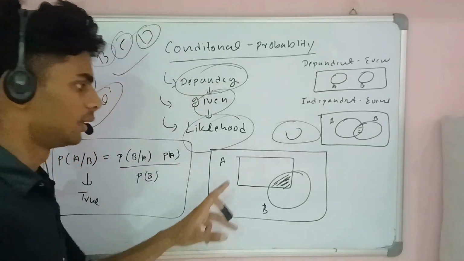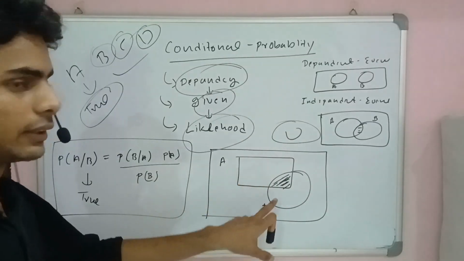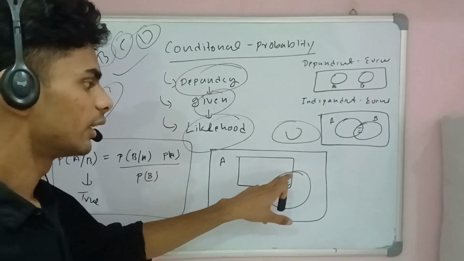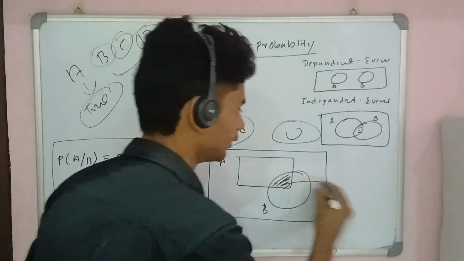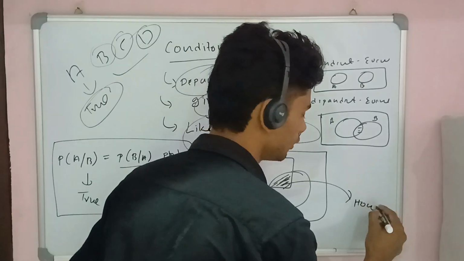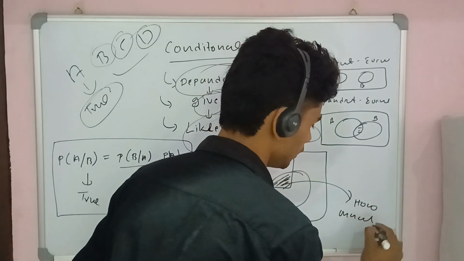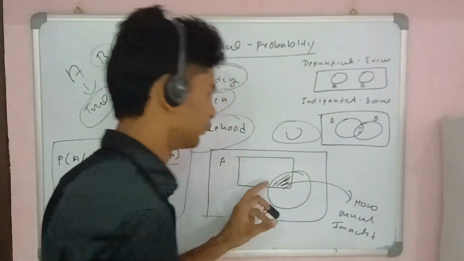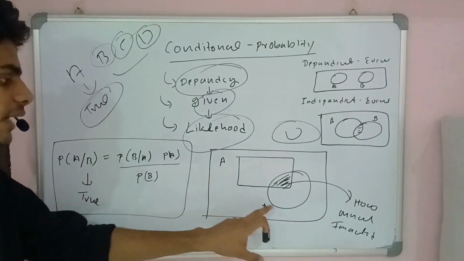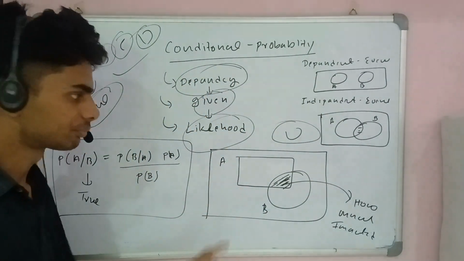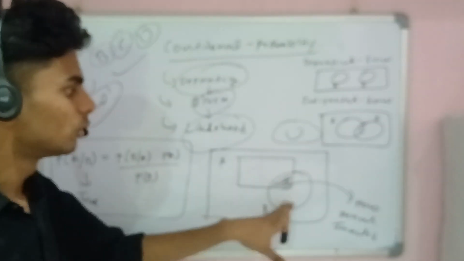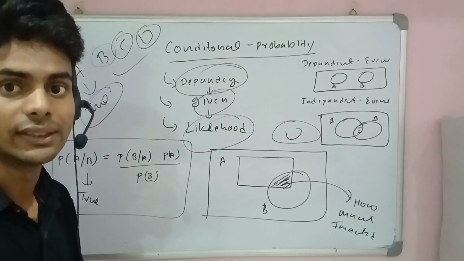So in that probability, we think about particular events A and B. The intersection point shows how much they are impacted by each other. Now suppose events A and B both occur. This intersection between both of them shows how similar they are to each other.